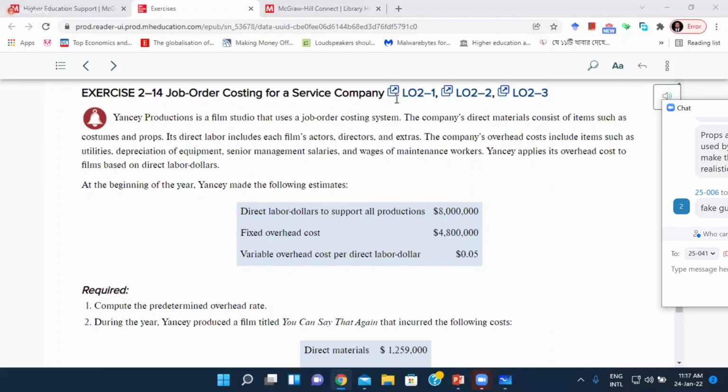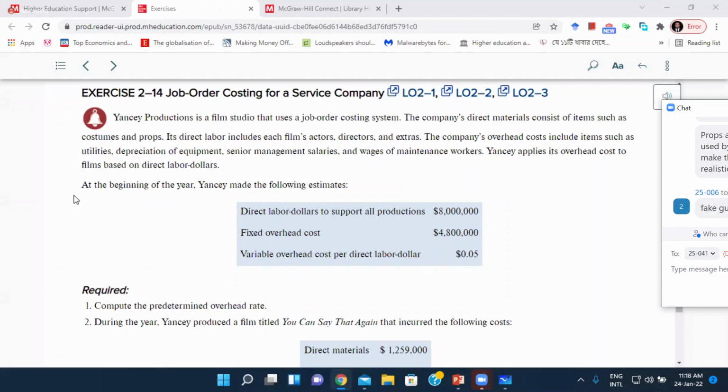So we have got what kind of direct materials are used in film production. And we have some clear direct labor expenses, which are fees for actors, directors, and extras. The company's overhead costs include items such as utilities, depreciation of equipment, senior management salaries, and wages of maintenance workers.